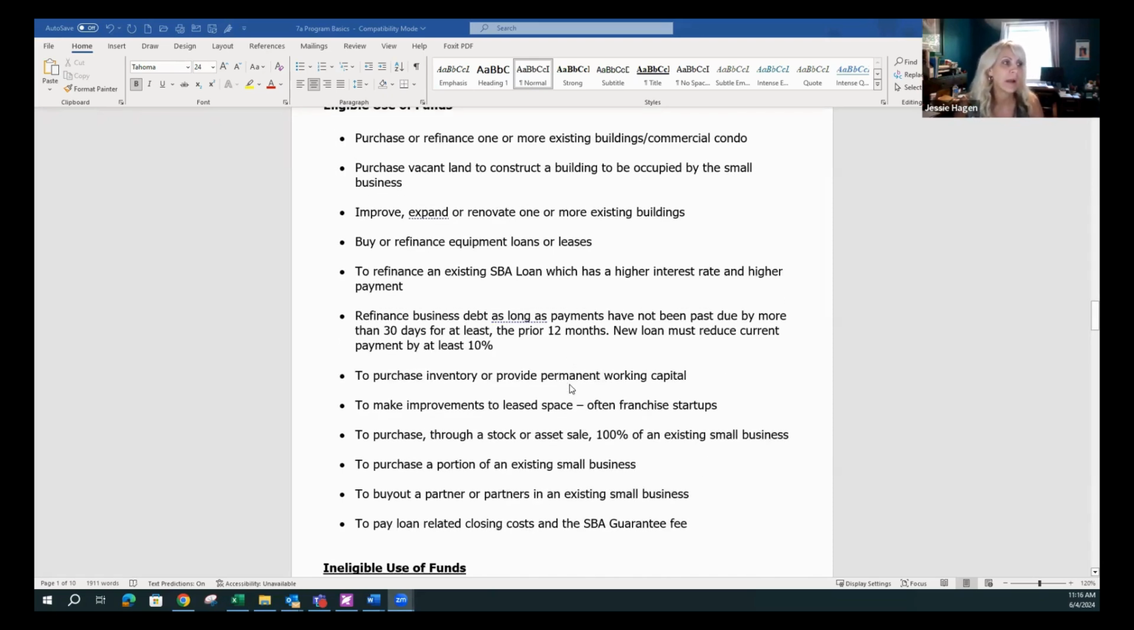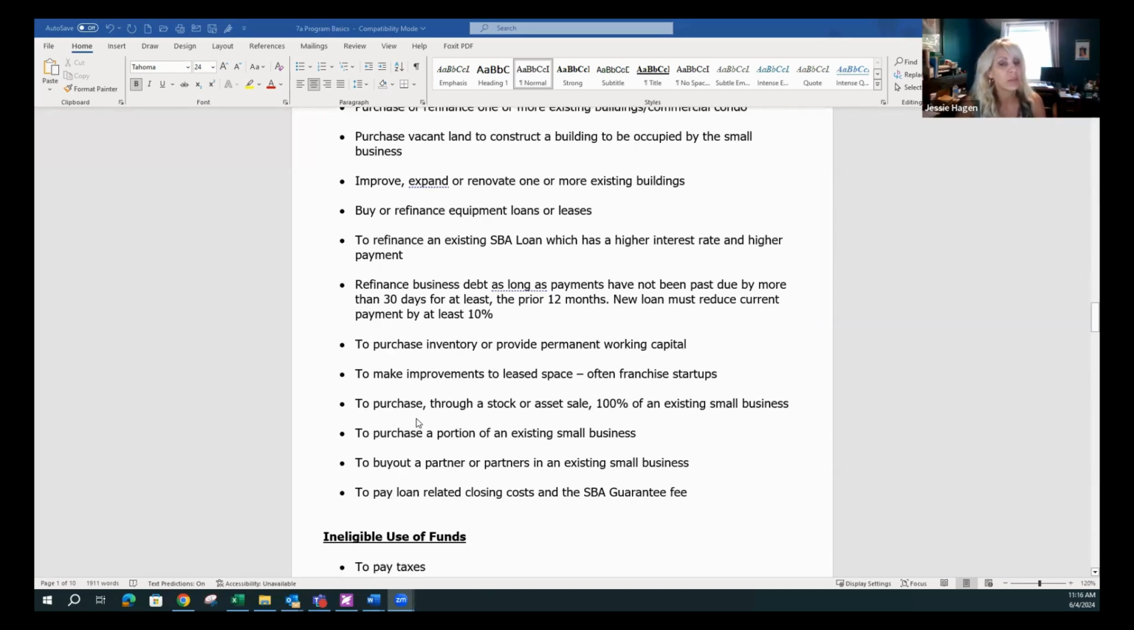SBA loans are also used to buy inventory and provide permanent working capital, but most of the time, inventory and working capital is financed in addition to some of the other uses. Somebody's again, either starting up a business or buying a business or a building, and then they might want to also expand their product offerings, and they need to buy a large amount of inventory. It's very rare that banks are making pure working capital loans or inventory loans, although it's allowed. There are a lot of rules and regulations about those, and they're just not as easy to get approval on those.